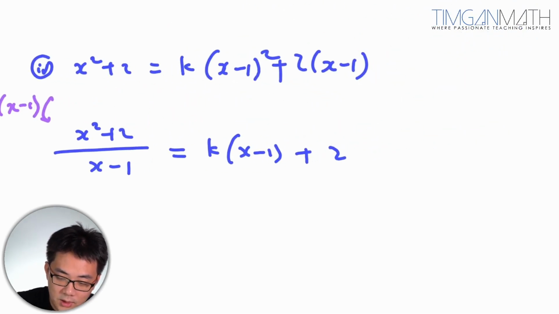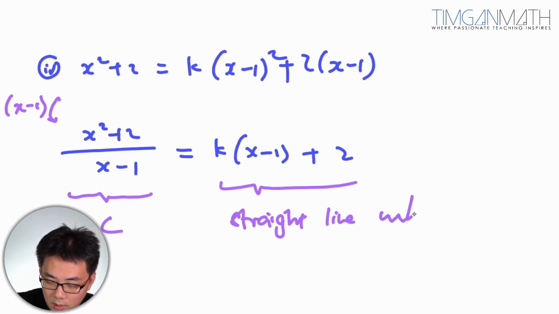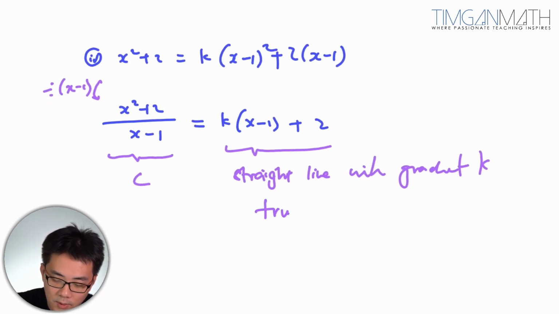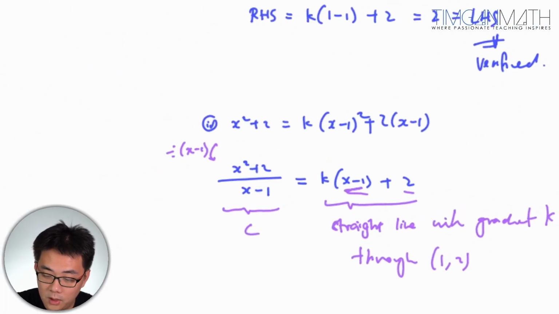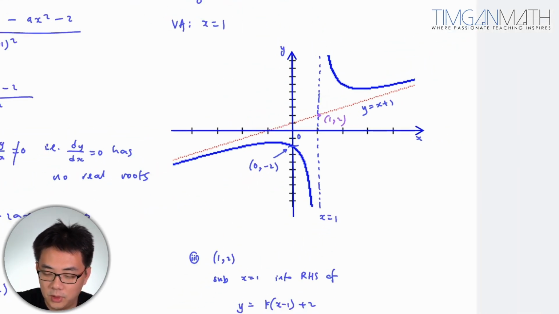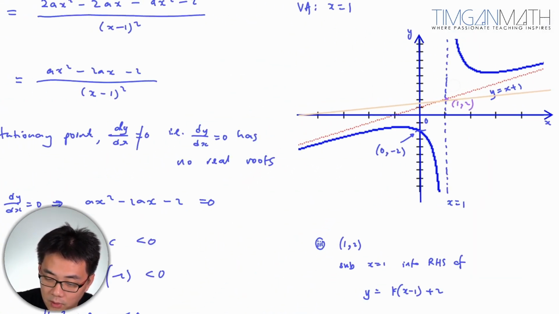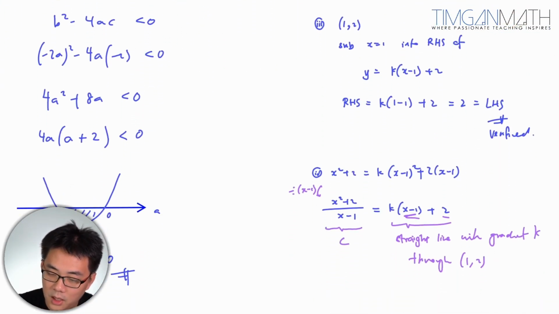Okay, so you realize that actually this is your curve C, and this is a straight line with gradient k, and passes through (1, 2), which is what we are told to show here. Now if you think about it, this point here, (1, 2), is the intersection between these two curves. So you need to imagine there's a line here, which is actually y equals k(x minus 1) plus 2.